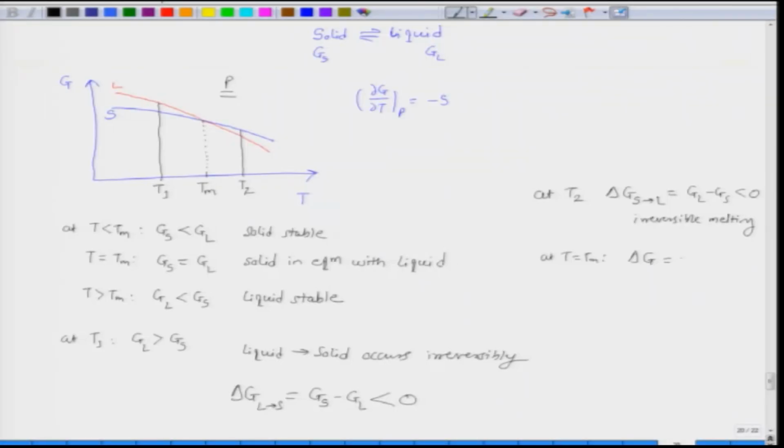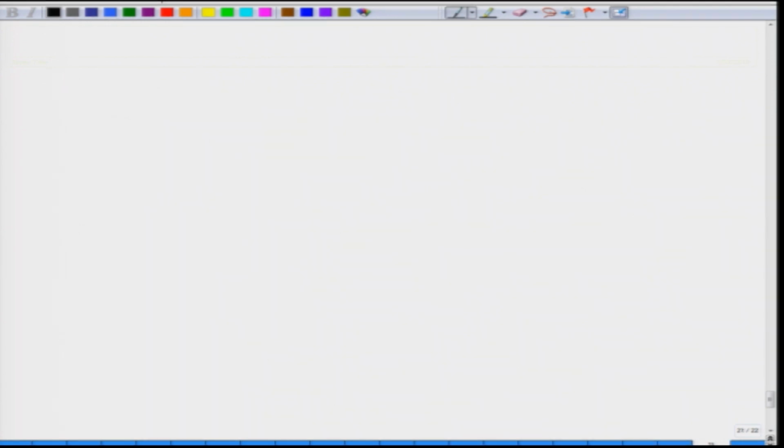Okay. So, exactly at T equal to Tm, delta G is equal to 0, and at constant T and P we can write delta G as delta H minus T delta S, and so delta S is equal to delta H over Tm. So, this T is Tm. There is an equilibrium melting point or equilibrium melting temperature at a given pressure.